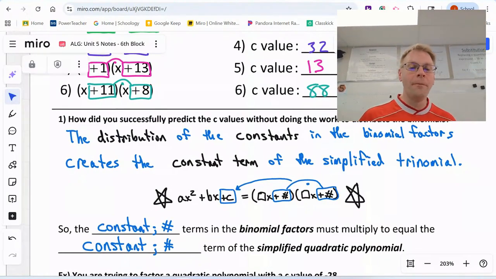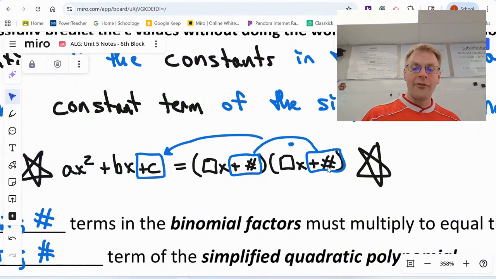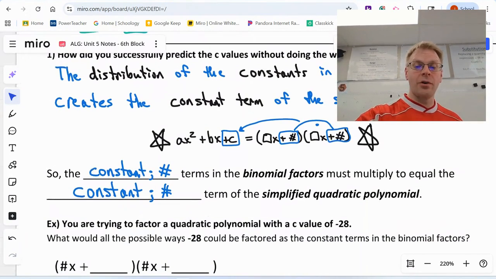Because I now know how the variable terms in the binomials connect to the simplified quadratic. That's the leading term. And we also know how the constants connect to the simplified quadratic, which is the constant term. That's nice. Constant times constant gives you a constant. Pretty straightforward there. So you can see in this kind of graphic right here that in the simplified binomials, whenever you multiply the constant here times the constant here, you should always get the constant in your simplified quadratic truck. All right? So that's what we're saying there.